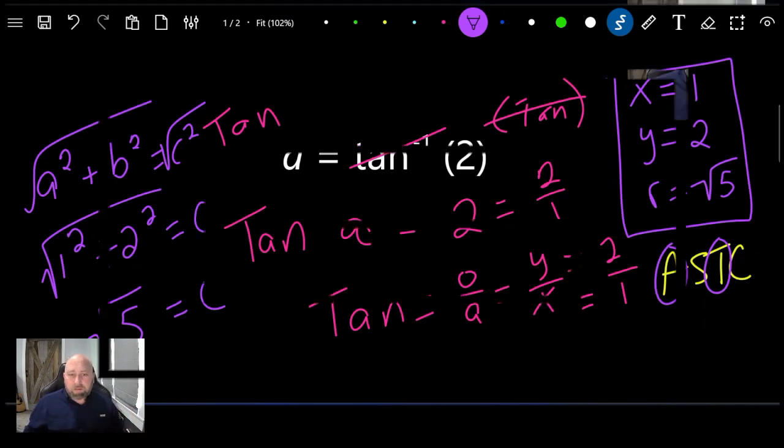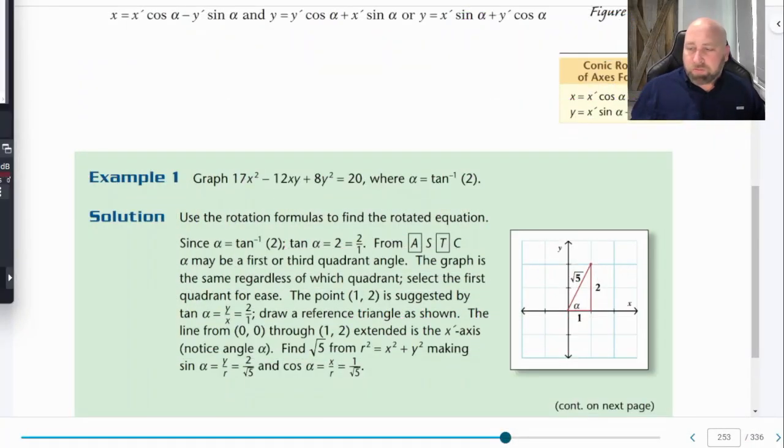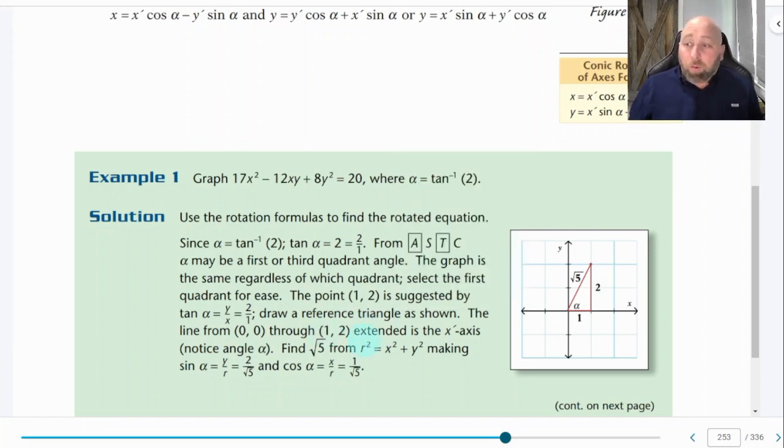Let's jump back over to the book on page 253. From here, we can see that our rotation point is our x, y, which is our 1, 2. So if you come over here to the graph, our rotation point would be 1, 2, square root of 5. This triangle right here. This point at 1, 2 is very, very important for us as we're continuing through this. That's what everything is going to be based on, this point right here.